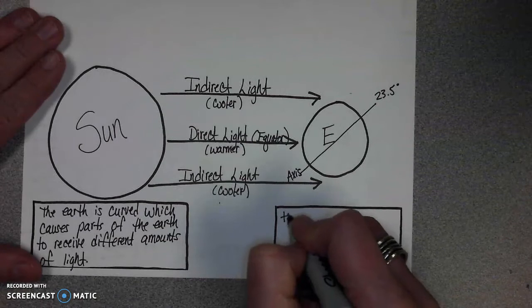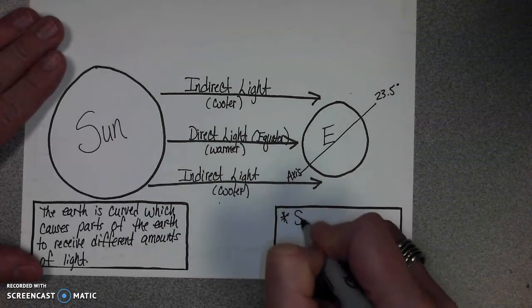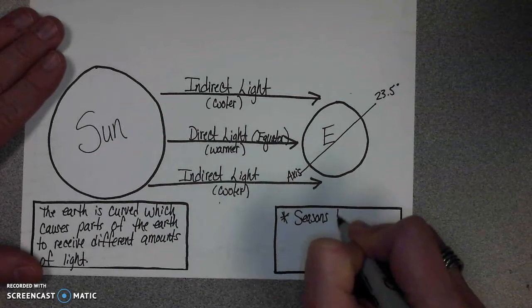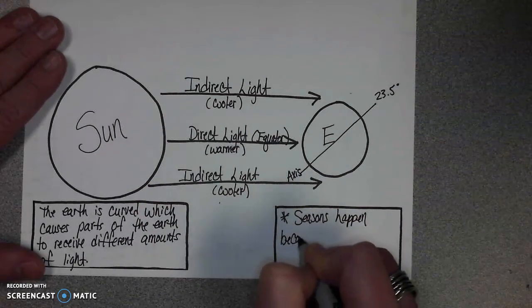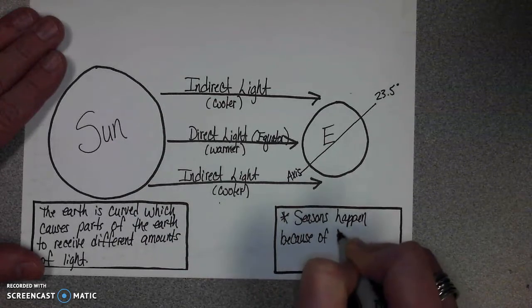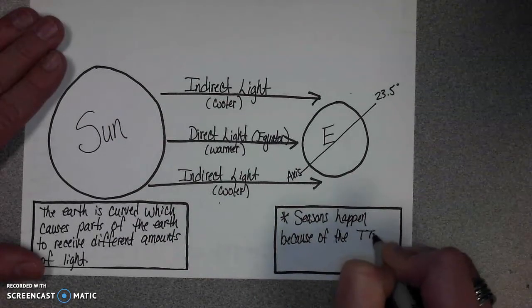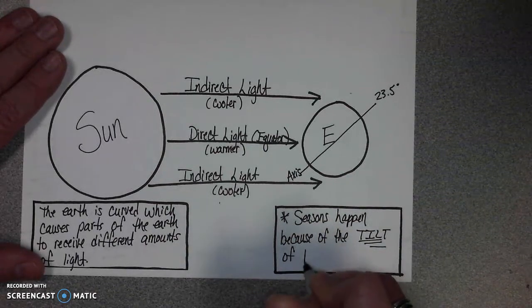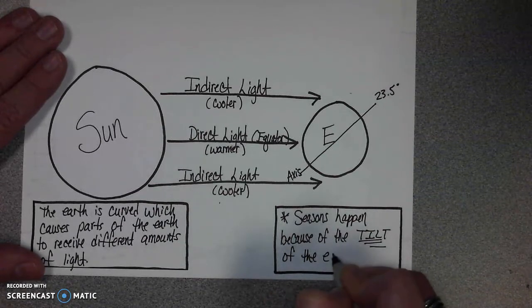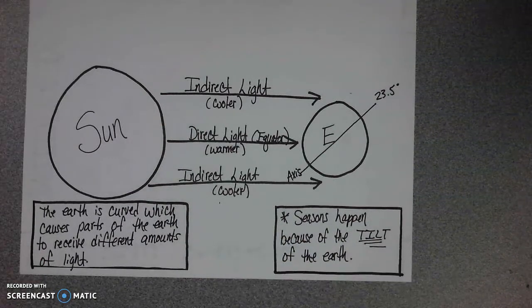And that comes to our last thing that I want to show you. Seasons happen because of the tilt of the Earth. If we didn't have this tilt and the revolving, we would never have different seasons because we would have the same amount of light hitting all the time.